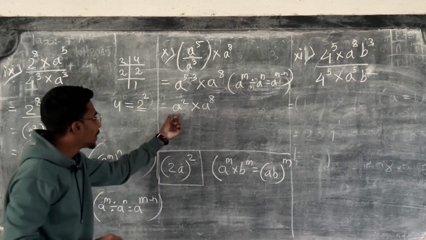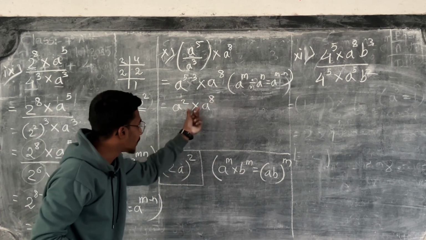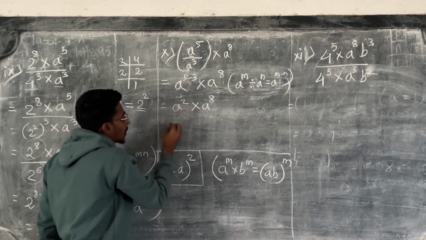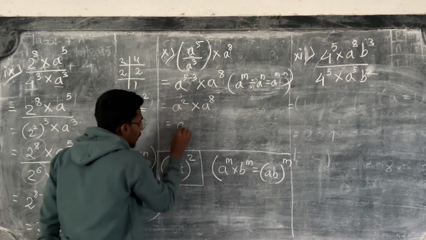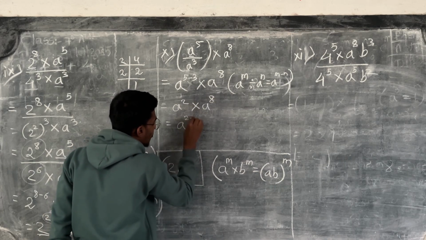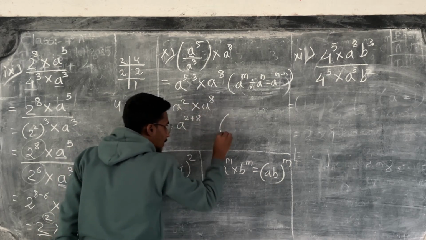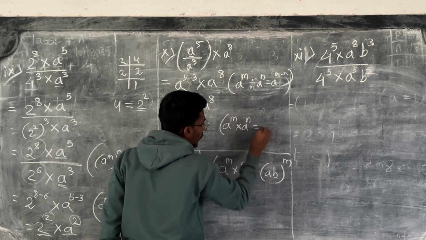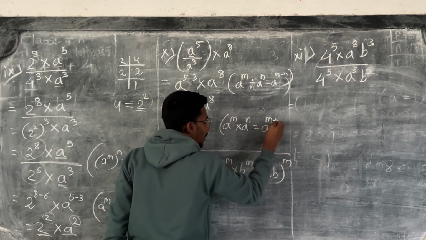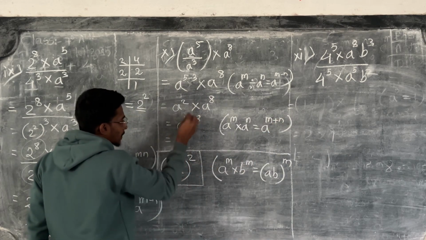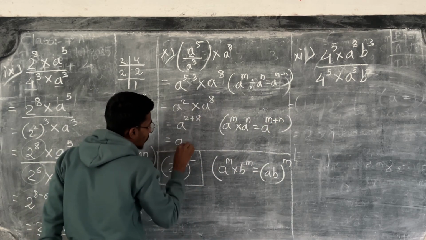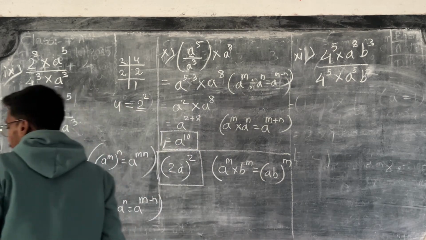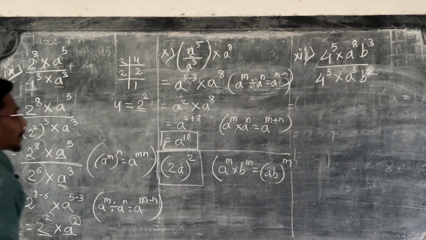You can see base is same, power is different, and both are in multiplication. a to the power m into a to the power n. So we have to add the power. a to the power 2 plus 8. According to which identity? a to the power m into a to the power n is equal to a to the power m plus n. When you add the powers, you get a to the power 10. In such a way, we have to simplify this expression.